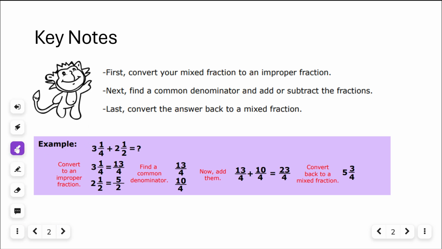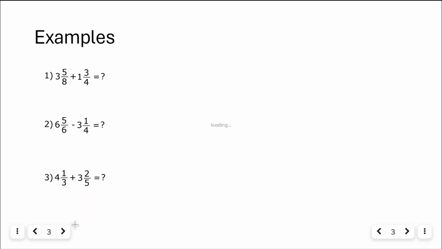So to add and subtract mixed numbers, there's a couple ways that you can do it. You can convert to an improper fraction, find a common denominator, add the two fractions, and then go back to a mixed number. All right, that's one way to do it. So let's see how that would work.